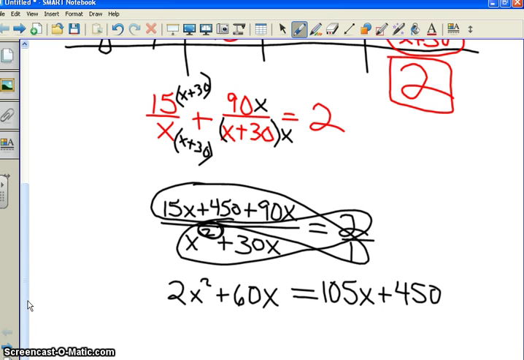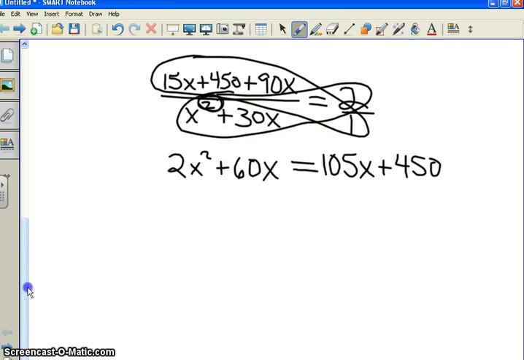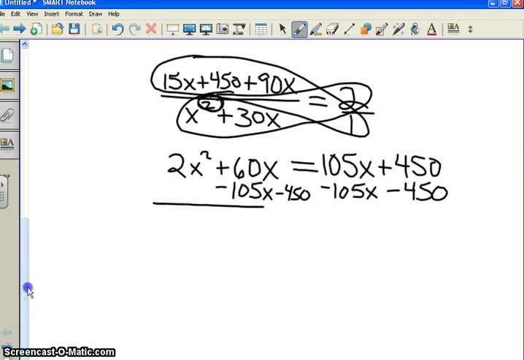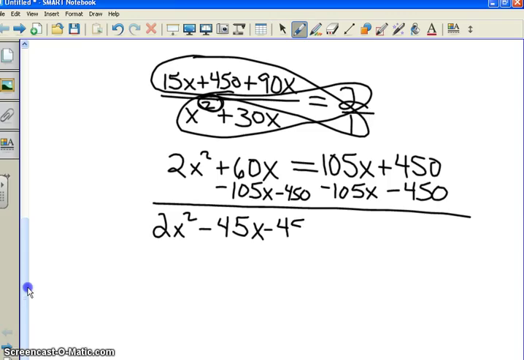Now to solve this quadratic equation, I'm going to need this equal to 0. So let's subtract 105x and subtract 450. Now over here on the left, when I subtract, I've got 60x minus 105x, which I can combine into negative 45x. And there's nothing to combine with the negative 450, so that's just going to sit there.